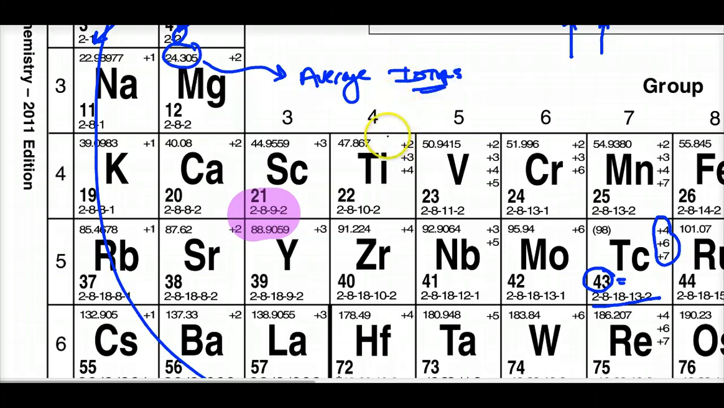So I could ask you, what is the most abundant isotope of calcium? And you would say calcium 40. Why? Because it averages to 40, right? That means probably 99% of all calcium is calcium 40. What's the most abundant isotope of chromium? You would say chromium 52 for the same reasoning.